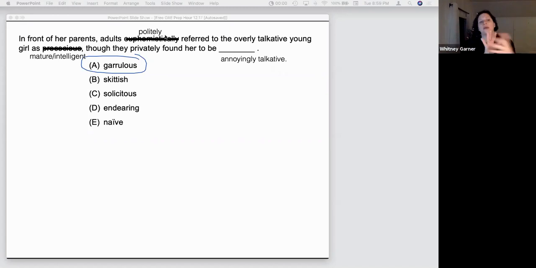And then now we'll check it again with our answer choices. If I know annoyingly talkative, can I eliminate answer choices? Or are there any of those that I would need to learn? In this case, skittish would mean nervous. Solicitous would mean trying to encourage others. Endearing is sweet, and we're not trying to be sweet anymore. We're not trying to be polite. And naive would mean doesn't know, unintelligent. But the correct answer is garrulous, which actually means overly talkative.